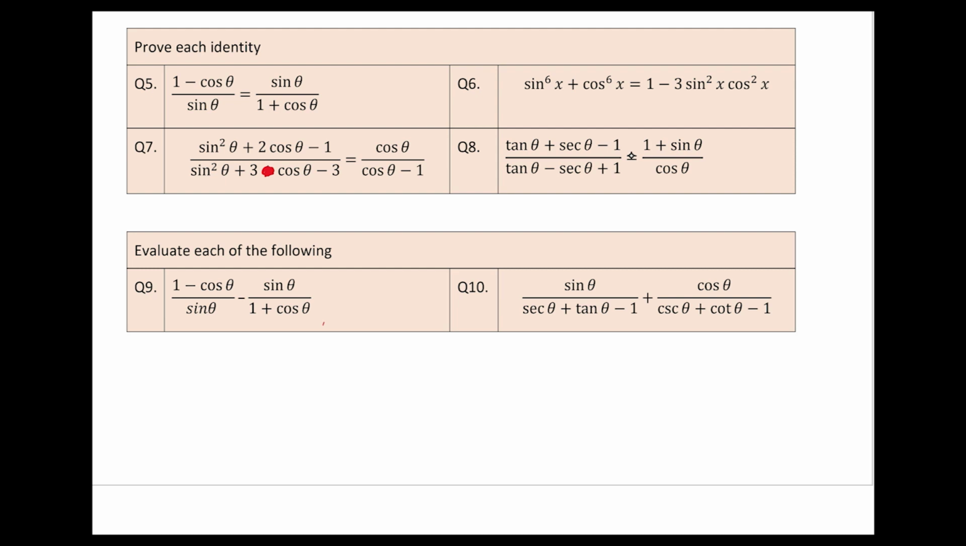Question number 10 is sin theta over secant theta plus tan theta minus 1 plus cos theta over cosecant theta plus cot theta minus 1. So both these can be evaluated and you will get a real number as its solution. So now let's begin solving these one by one.